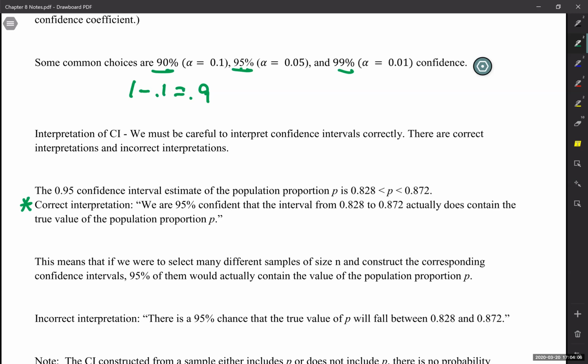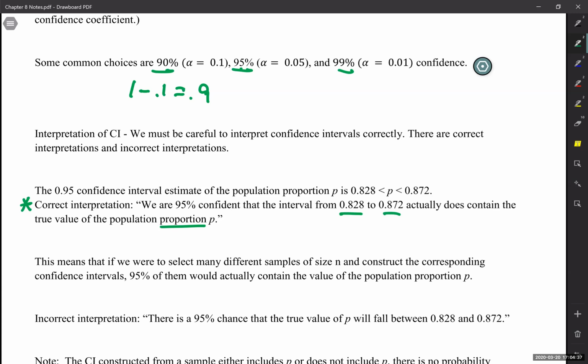So we talked about in the last section a confidence interval from 0.828 to 0.872. An example of how we would answer a question, we would say something like, we are 95% confident that the interval from 0.828 to 0.872 actually does contain the true value of the population proportion, and then it just says P. We don't need to include the P. But that's a correct way of saying it.